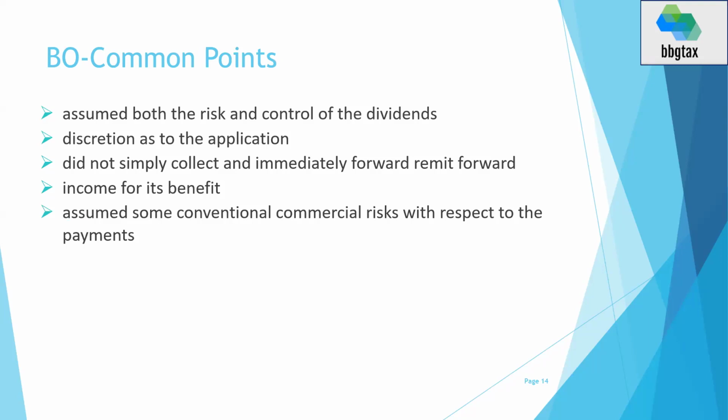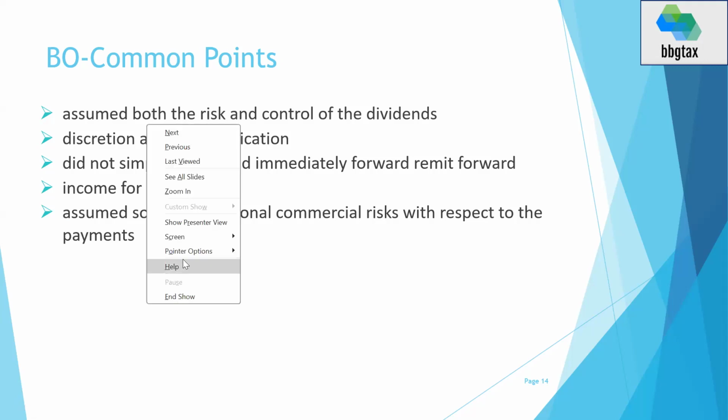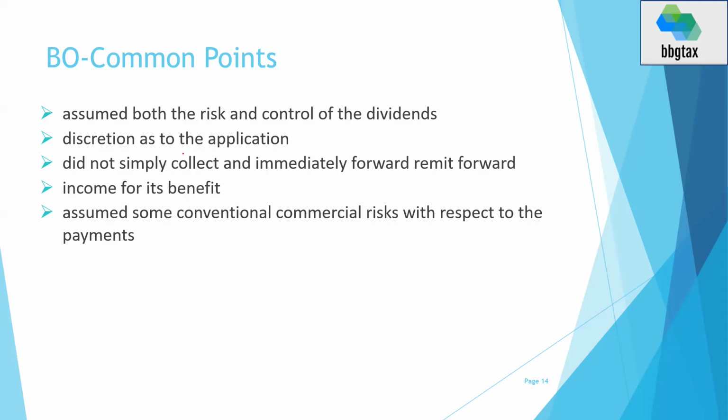So first is that he assumed both the risk and control of the dividends. Then the beneficial owner has the discretion as to the application of the dividend, interest, or royalty. He did not simply collect and immediately forward. So there's no back to back transaction. Otherwise, he will not be considered as a beneficial owner. The income that the beneficial owner is receiving is for its own benefit. He has also assumed certain conventional commercial risks with respect to the payments of receipt. So these are some points which act as the test for determining whether it is the beneficial owner or not.